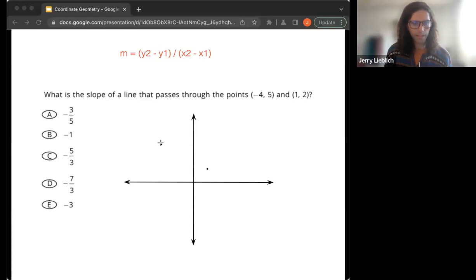So I'm expecting a negative slope, first of all. So we have 2 minus 5 over 1 minus -4. So we have -3 over 5, which is choice A.